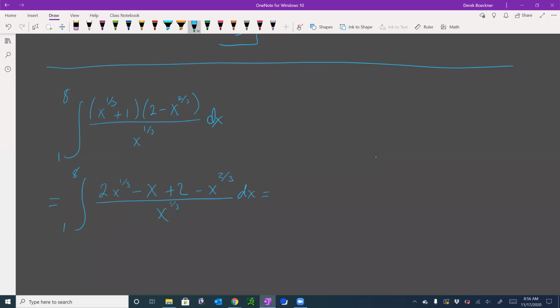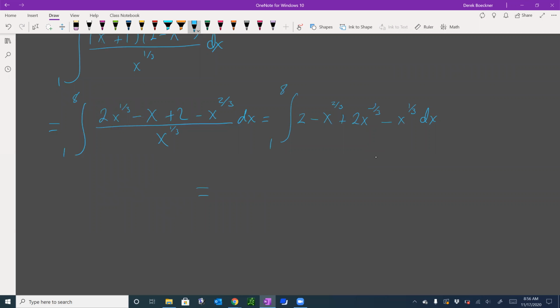So I'm going to take away a third factor of x from each of the terms in the numerator. So I'm going to integrate from 1 to 8 of 2, because x^(1/3) over x^(1/3) is just 1, minus x^(2/3), plus 2x^(-1/3), and then minus x^(1/3) dx.